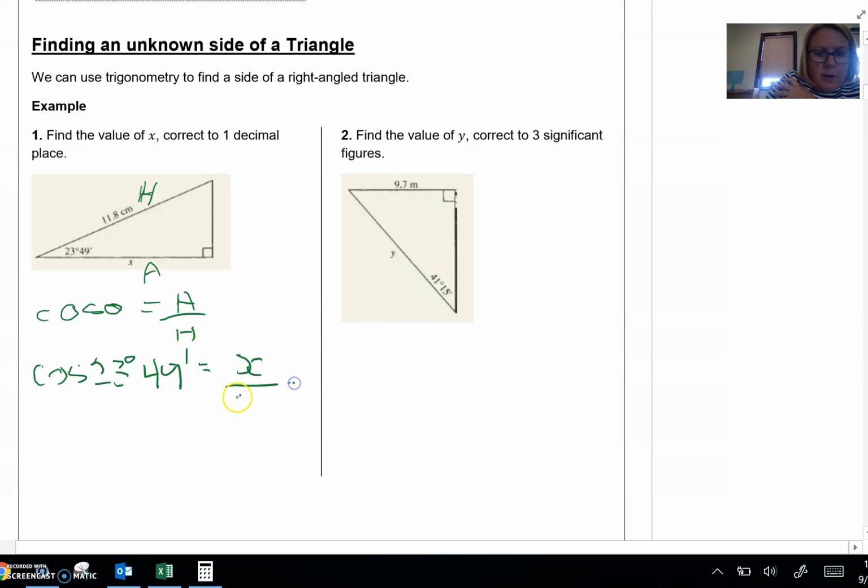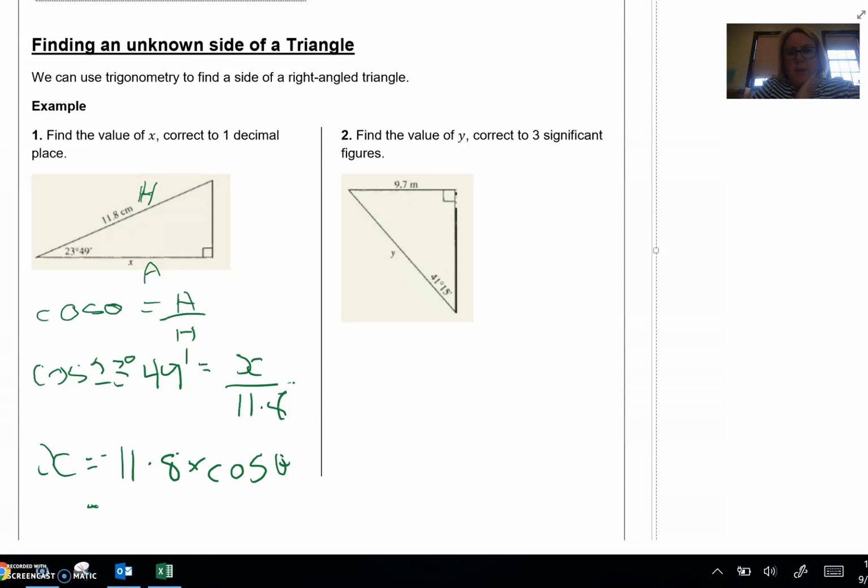x on 11.8. So to find x, I need to times 11.8 times the cos of the angle. I don't have a calculator, so we'll have to calculate that later. This one here, we do exactly the same thing.